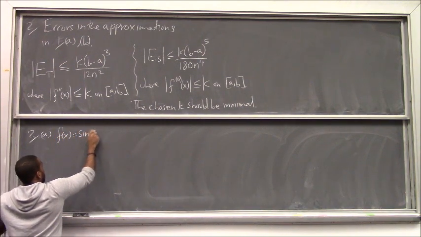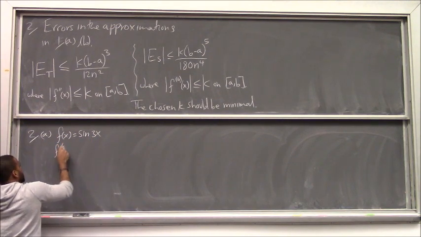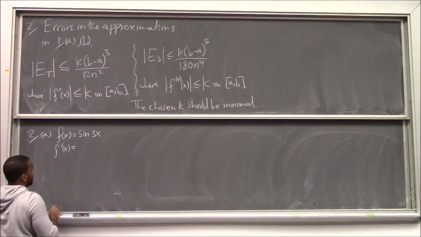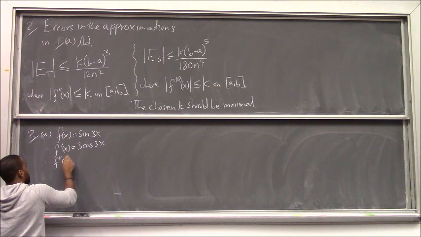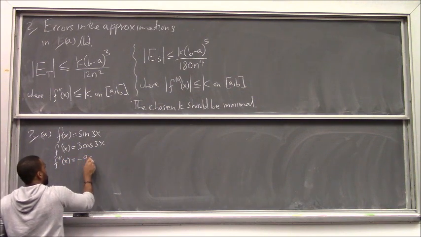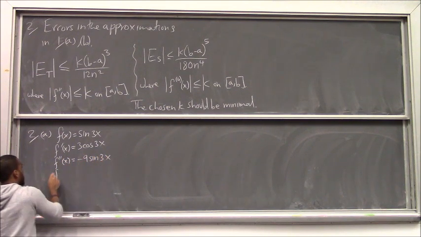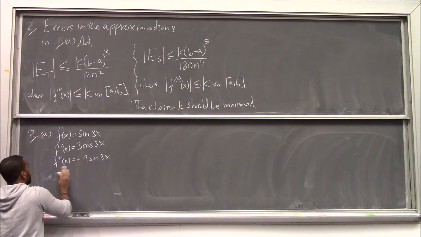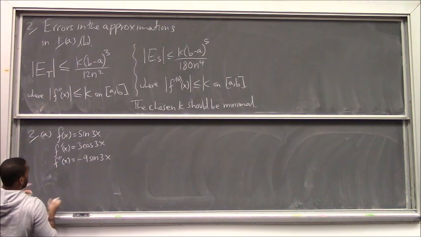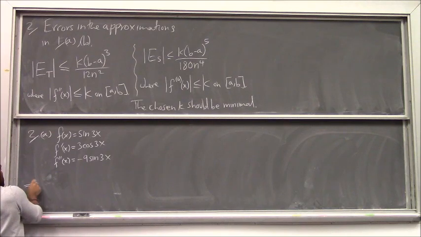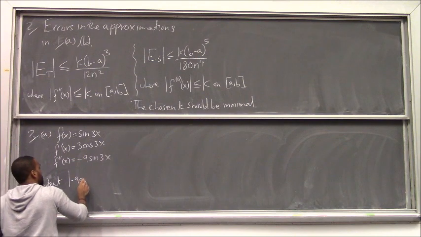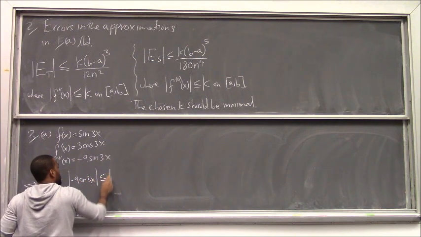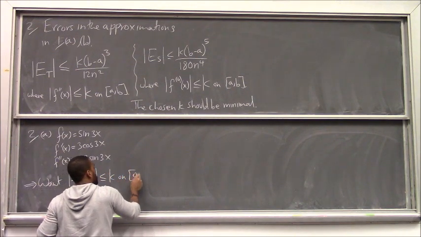What is f prime? 3 cosine 3x. f double prime, negative 9 sine 3x. Triple prime? Oh, this is a trapezoid one. Yeah, so we only need 2 derivatives. So this means we want the magnitude of negative 9 sine 3x to be less than or equal to K on the interval 0 to pi.